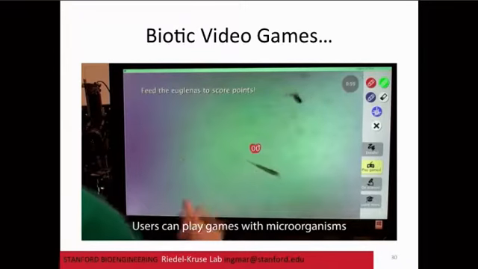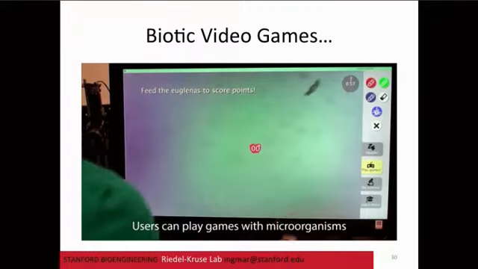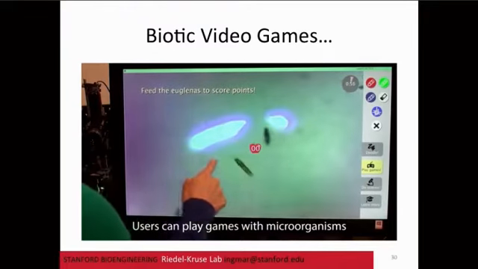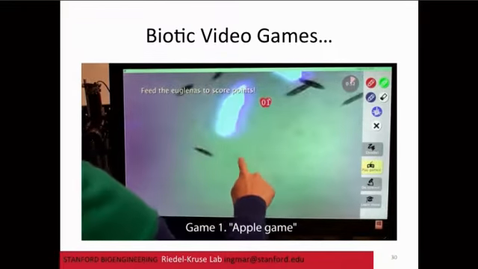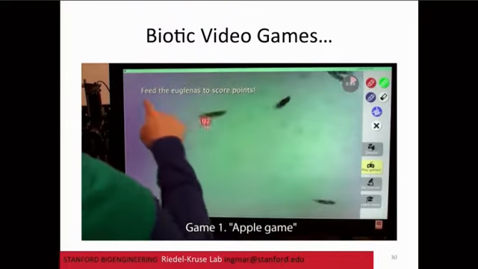And you can also make games on it. Here, for example, there's this apple, and you need to steer the motion of the cells such that they get to the apple, trying to make them bounce in certain directions.